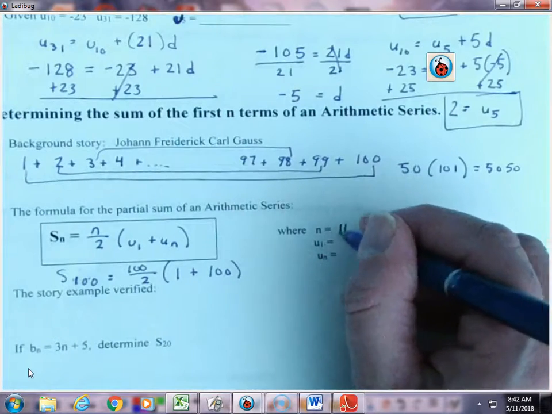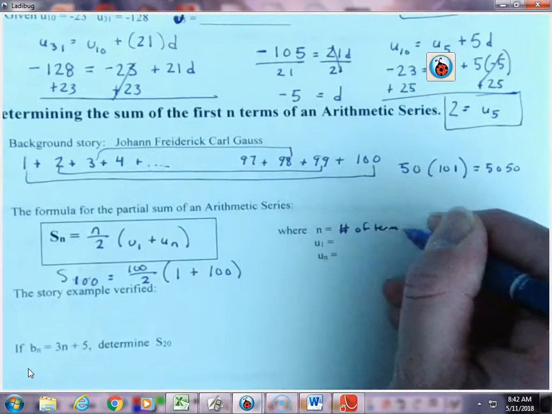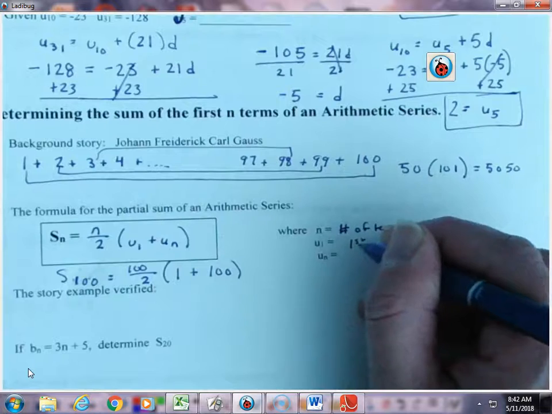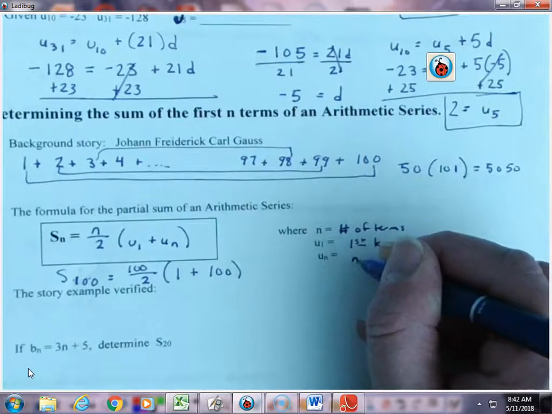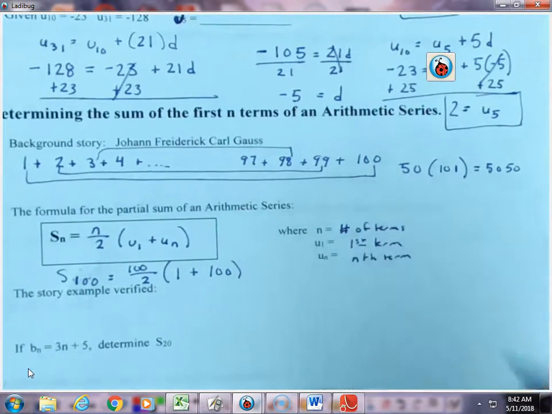n is the number of terms, or the number of the term. u sub 1 is still the first term. u sub n is still the nth term. Now there is another formula on your formula sheet, and the reason for that is you don't always know the last term. Okay, it was easy for us because we were going up by 1 every time and there were 100 numbers. But let's say we were going up by 45 every time. You would have to figure out what the last term was.